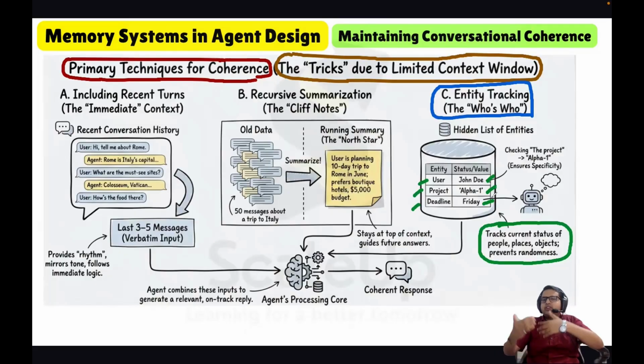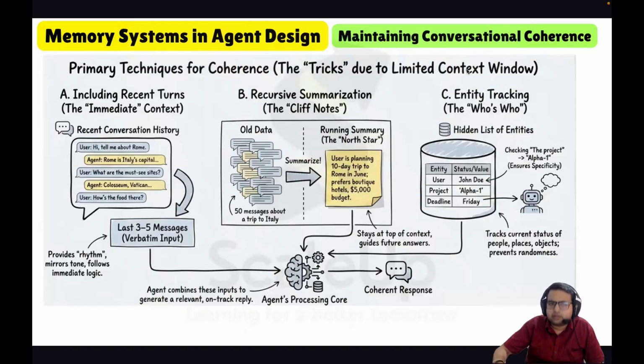So the idea is that during the conversation, whatever entities the agent encounters, it will store them in the form of a hidden list, storing the entity along with its value. And because of that, later on, in the long run, if the user is talking about a project and not specifying the name, just referring to the project, then with entity tracking in place, the agent can very easily get to know that, okay, during the conversation we talked about the Alpha 1 project. So now the user might be referring to the Alpha 1 project. So all the confusions can be taken care of. All the hallucinations can be taken care of. So this is a very powerful technique, entity tracking, and it will certainly play a role in conversational coherence.